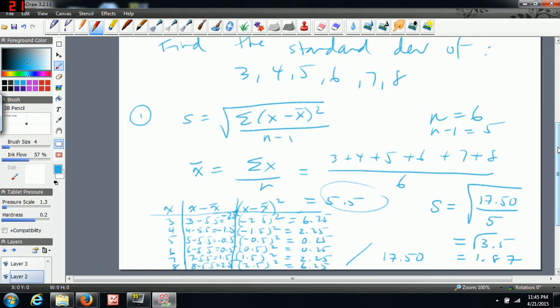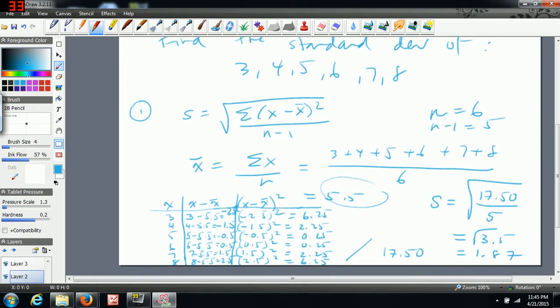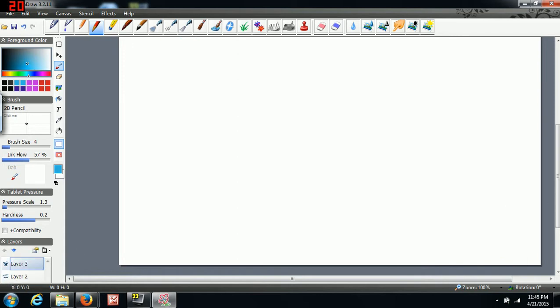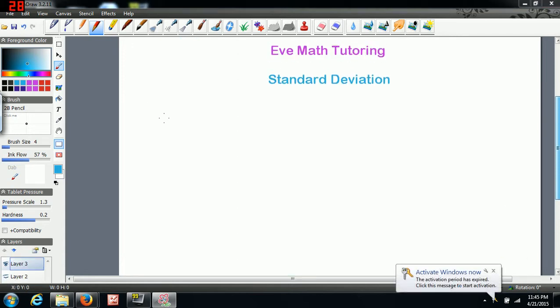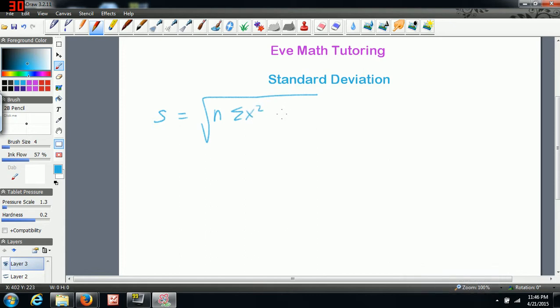Okay, now I'm going to show you how to solve standard deviation using the second formula. There's another formula that I feel is a little bit easier than this one. So let's do an example using that formula. So formula number 2 was the following. For standard deviation, n times the sum of x squared minus the sum of x all squared, all over n times n minus 1. So this is formula 2 for standard deviation.